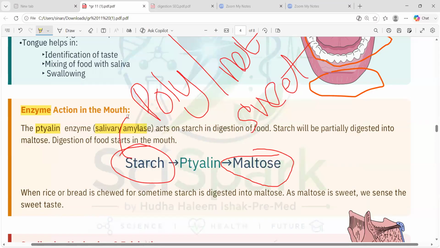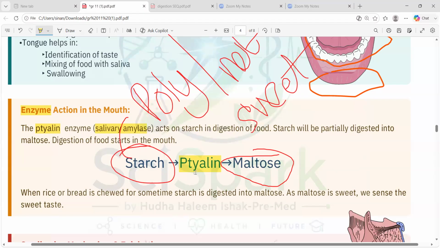So disaccharides have the character of sweetness. So this maltose will be sweet. Starch is not sweet and maltose is sweet. Mainly the starch is getting converted into maltose. The polysaccharide is getting converted into a disaccharide by the action of thiolin. By the action of thiolin, the starch is getting converted into maltose, which is a sweet sugar.